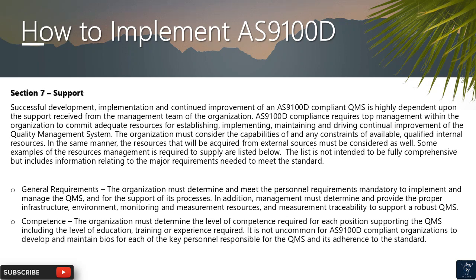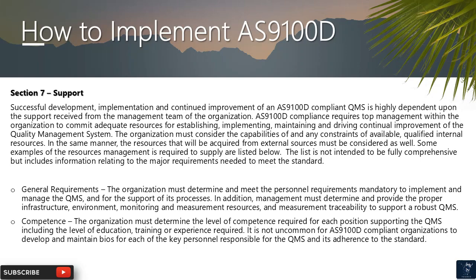The organization must consider the capabilities of and any constraints of available, qualified internal resources. In the same manner, the resources that will be acquired from external sources must be considered as well. Some examples of the resources management is required to supply are listed below. The list is not intended to be fully comprehensive but includes information relating to the major requirements needed to meet the standard.